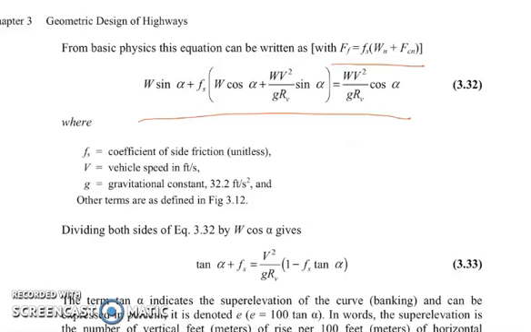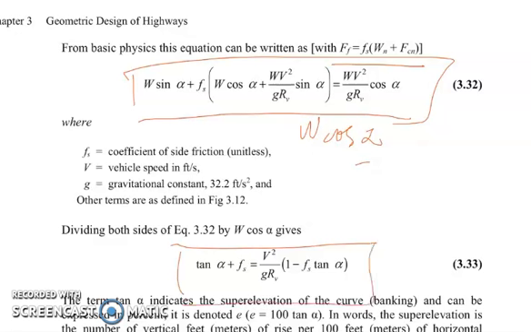And of course, if we divide both sides of this equation by W cosine alpha, dividing throughout by W cosine alpha, it gives us this equation: tangent alpha plus f sub s equals V squared over g R sub V times the quantity 1 minus f sub s tangent alpha.